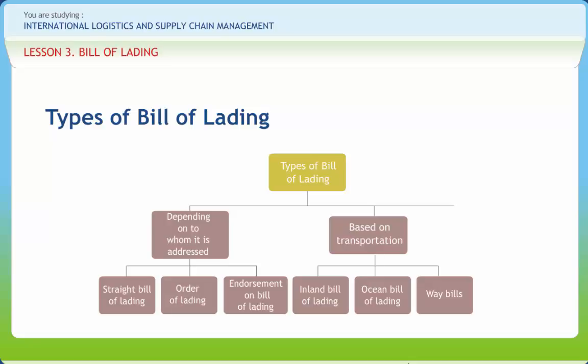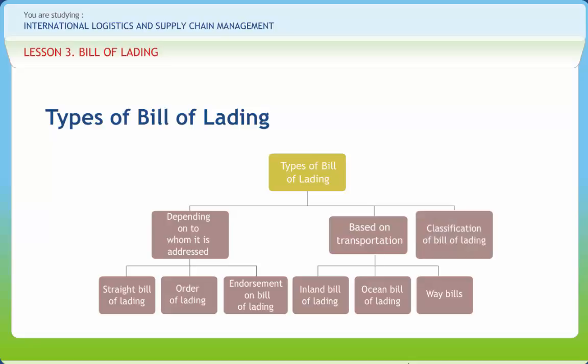An ocean bill of lading is a document that provides terms between an exporter and international carrier for the shipment of goods to a foreign location overseas. Way bills are the names given to bill of lading for transportation through air. Third classification of bill of lading.